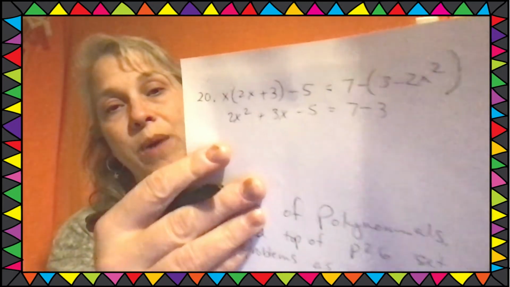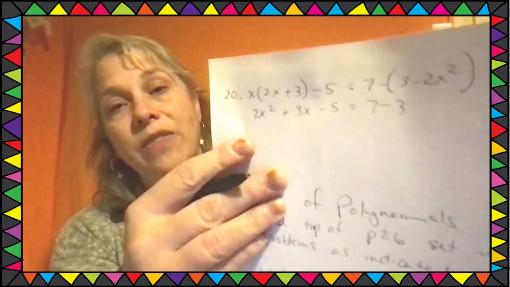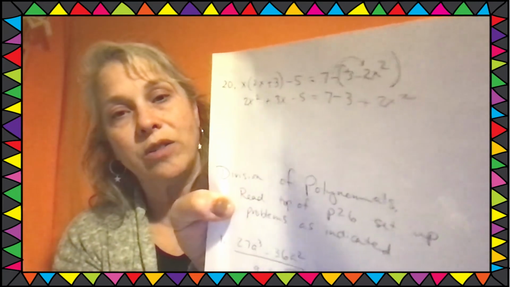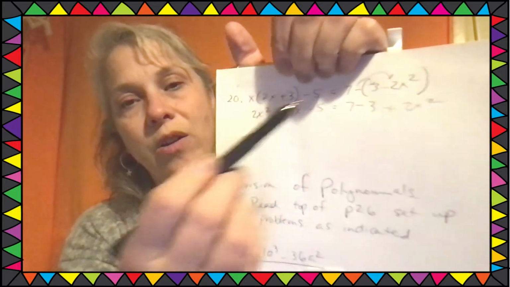7 minus 3. Okay, so now we have a minus outside the parentheses, and that has to be distributed. So it's going to be a negative 3 and a positive 2x squared. There's no whole number there, so it's just distributing the negative sign. And if you don't do that, you won't end up with a true statement.